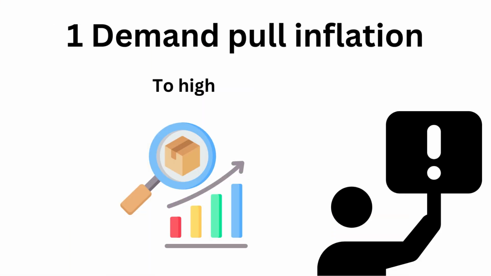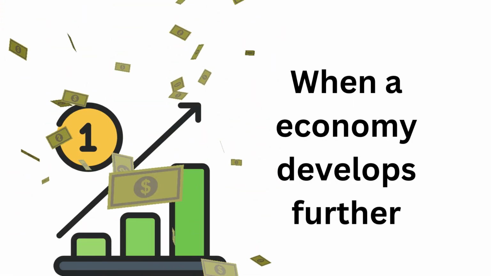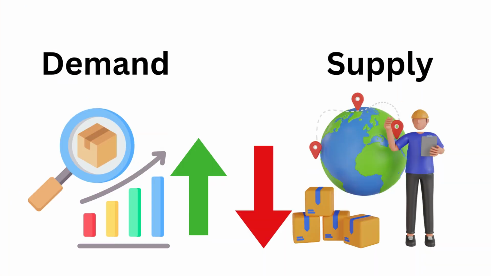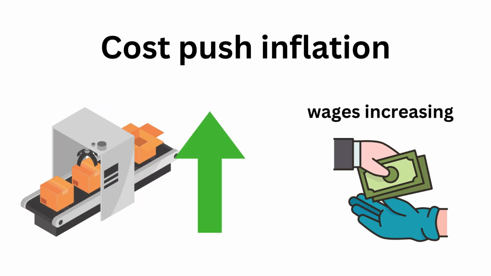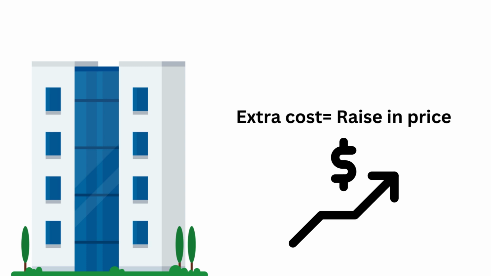Demand-pull inflation happens when there's too much demand in the economy, like during an economic boom. People spend more, demand exceeds supply, and prices rise. Cost-push inflation occurs when the cost of production rises, like when oil prices spike or wages increase. Businesses then pass those extra costs on to consumers by raising prices.